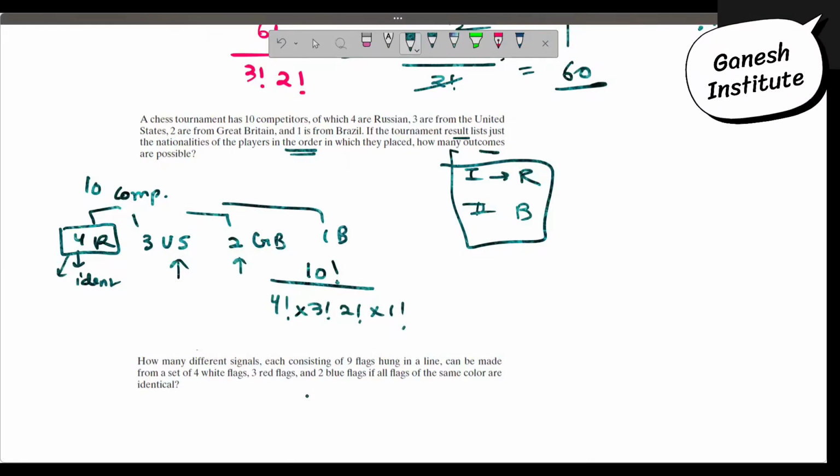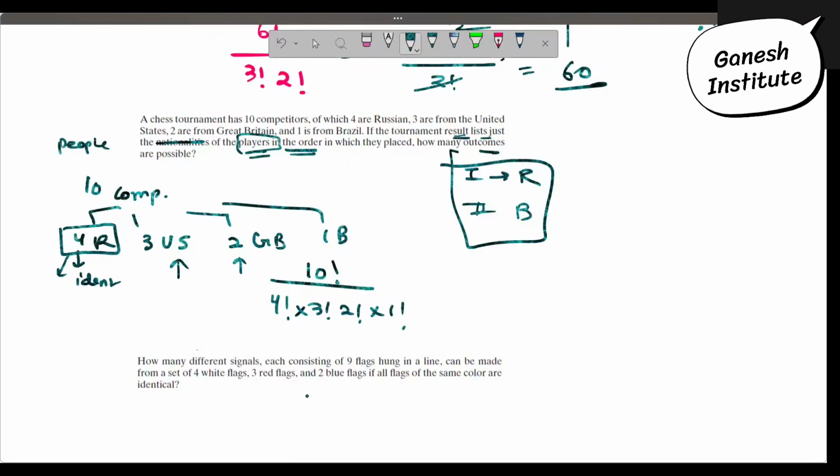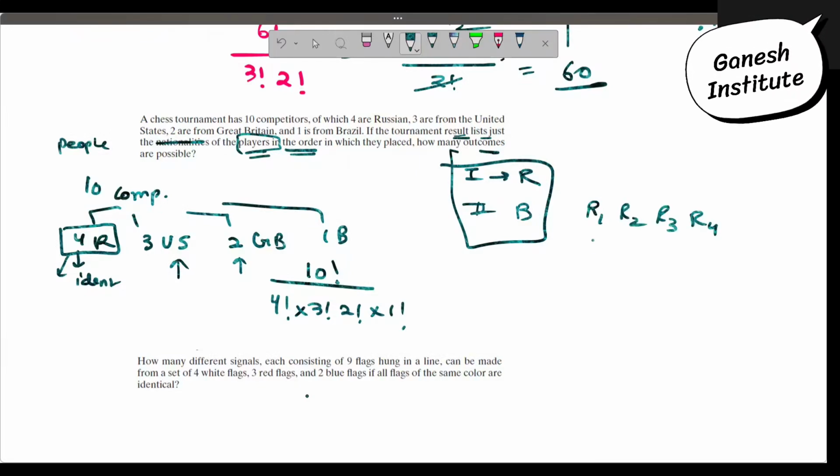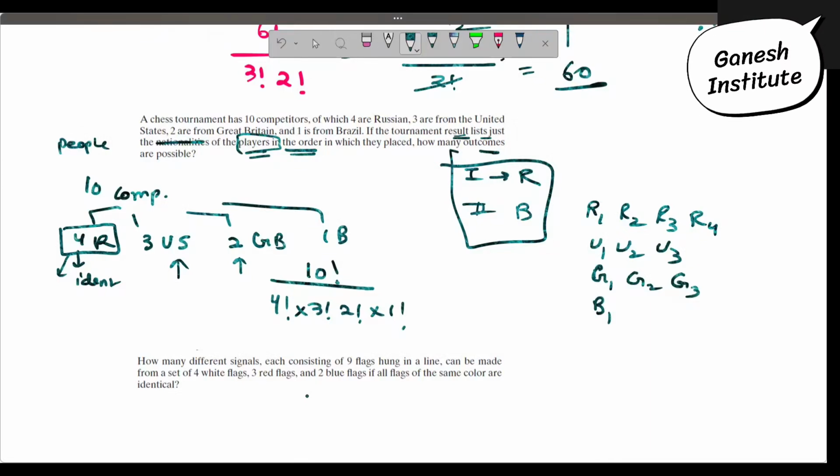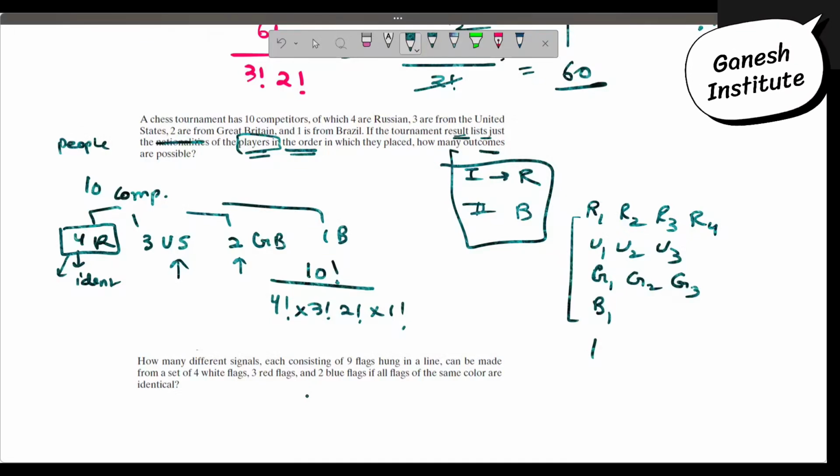Does this make sense or not? See, if the question had asked for the tournament results listing not the nationality but the players as per their performance, then those 10 competitors would be R1, R2, R3, R4, US people U1, U2, U3, Great Britain G1, G2, G3, and Brazil B1, B2. There are only two players from Brazil.